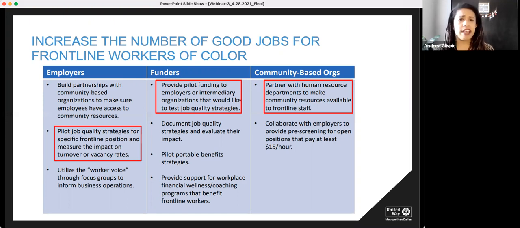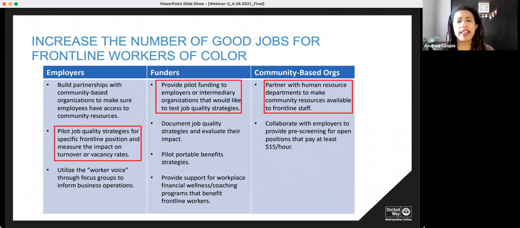Funders can play a part in this by actually paying for these employer-based pilot projects. It's not a traditional space that a lot of funders play in, but it can be with some creative thinking on the part of funders.